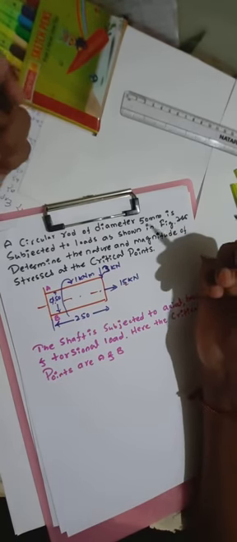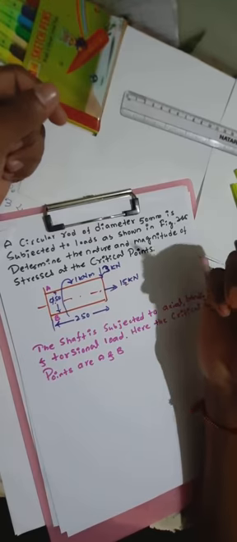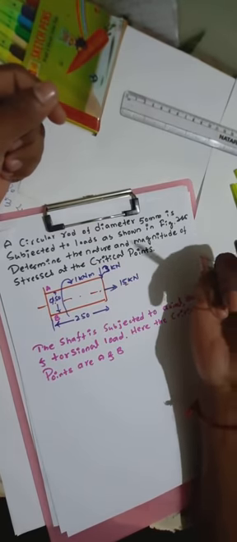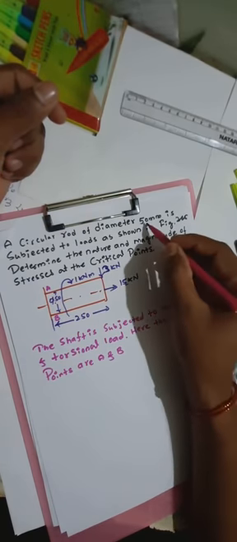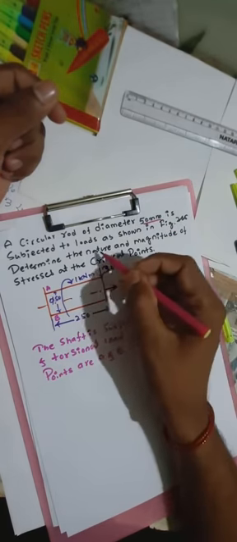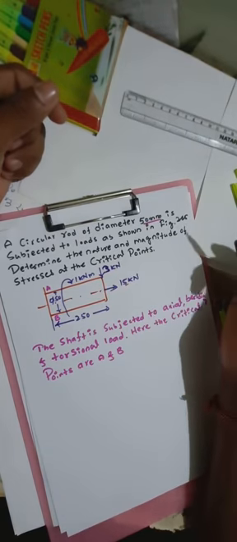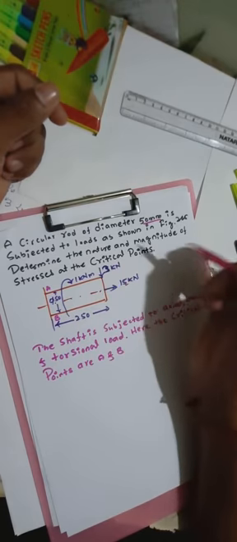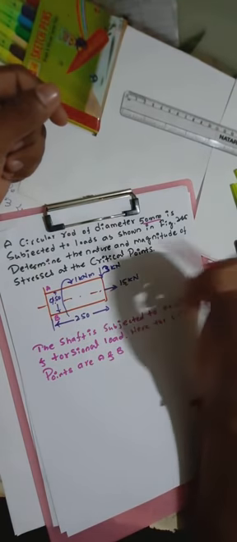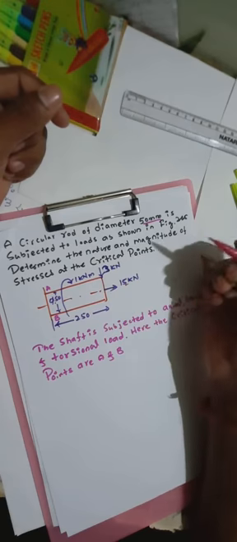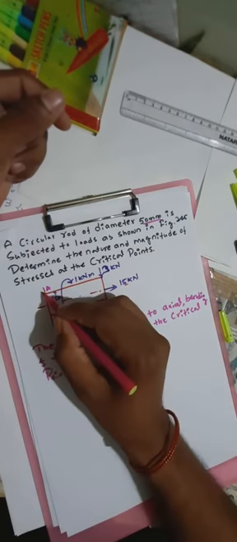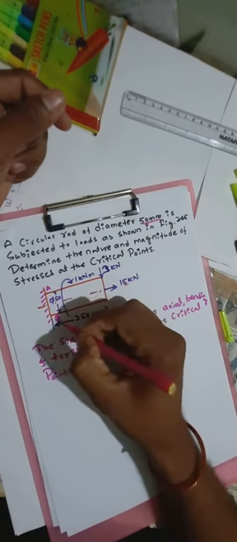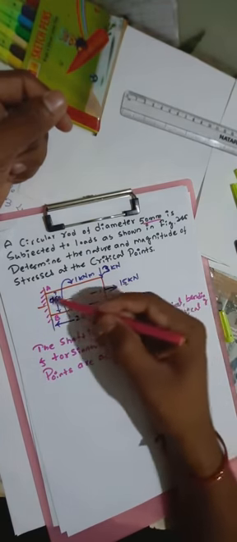Okay, in this class, we will discuss one more very important problem. The given problem is a circular rod of diameter 50 mm subjected to loads as shown in the figure. Determine the nature and magnitude of stresses at the critical points. Here the two critical points are A as well as B.